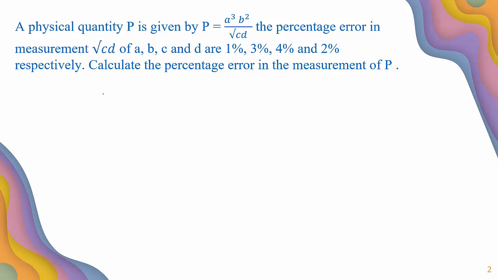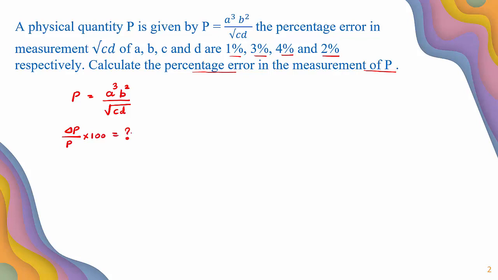A physical quantity P is given by the equation P equal to A raised to 3, B raised to 2, over under root of C into D. The percentage errors in the measurement of A, B, C and D are 1%, 3%, 4% and 2% respectively. Calculate percentage error in the measurement of P. Here we have to calculate percentage error, that is delta P over P into 100.